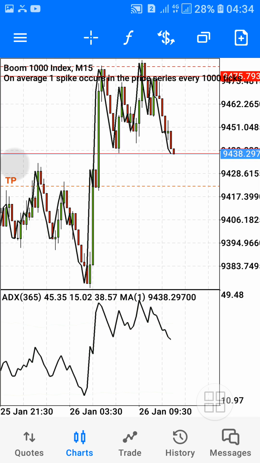I'm trading Deriv now. You can see I'm trading 1,000. This is the 15 minutes time frame, and this is the zoom level. The zoom level is always the third zoom level. All right, so you can see what is happening along the charts very well.